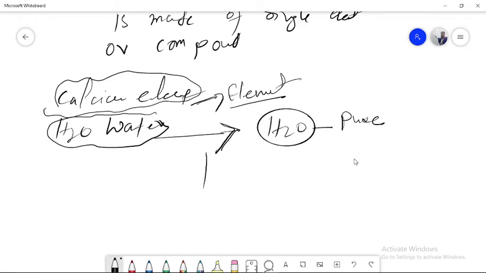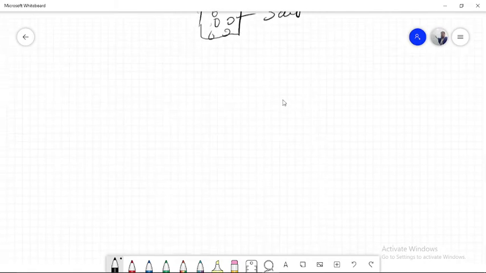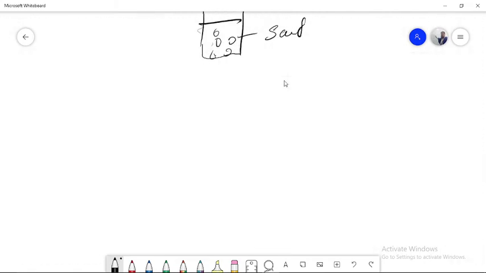And what is a mixture? In a mixture, there are two different materials, two different compounds which are not mixing with each other, or there is no chemical reaction. Just like I told you, when we mix sand in water, this sand is not reacting. These are separate from each other. It means they are not pure. Okay, now student, it is clear what is pure and what is a mixture.